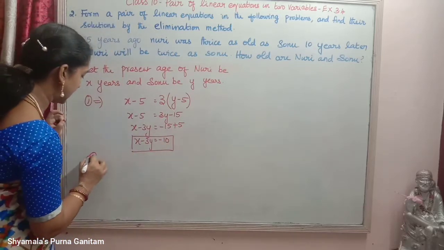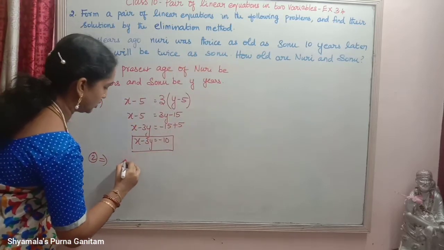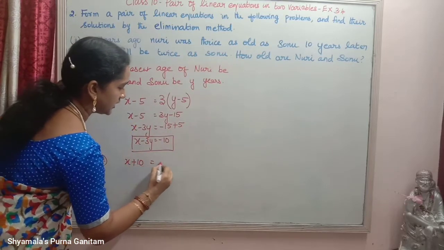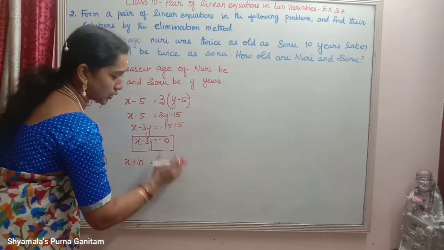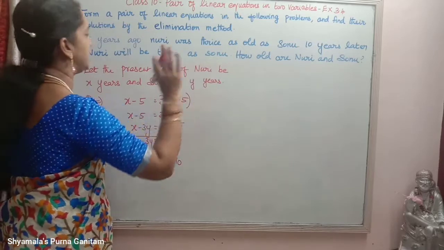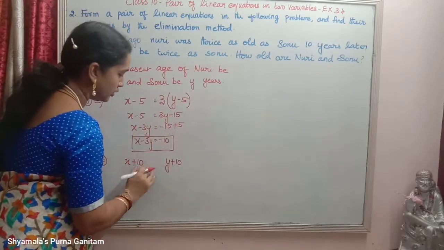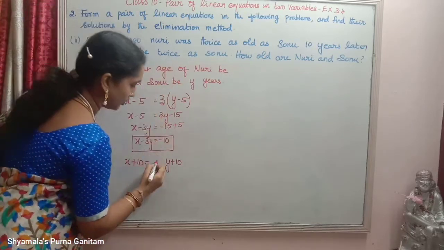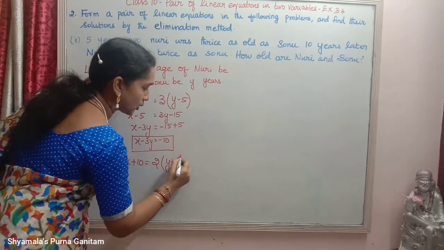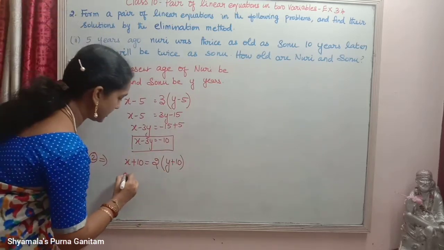Then the second equation is 10 years later. So x plus 10 and y plus 10. This is Nuri, this is Sonu after 10 years. So 10 years later Nuri will be, so Nuri is x plus 10. So Nuri will be twice as old as Sonu. So this is the second condition. So this has to be simplified.